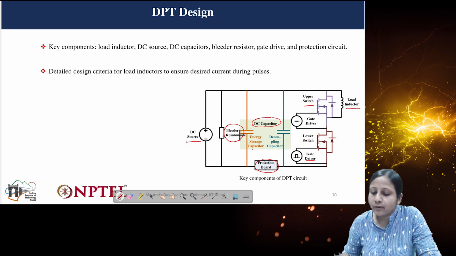So this is all about the introduction of the DPT circuit. In the next class, I will be discussing the design procedure of this DPT: the different components you see here in this network, how to design them, and how to select the pulse width. Those I will be discussing in the next class.